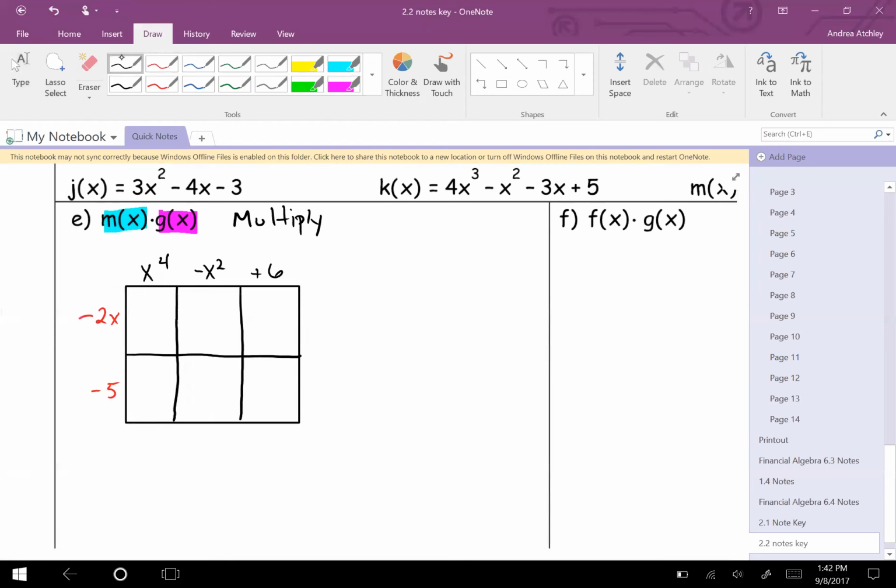So we're going to multiply. The 4x times the negative 2 is negative 2, and x to the 4th, and x is x to the 5th. Then the negative x squared times a negative 2 is negative times a negative makes that positive 2, and x squared times x is x cubed. Then we have the 6 times the negative 2. Positive times a negative is a negative 12, and then just an x.